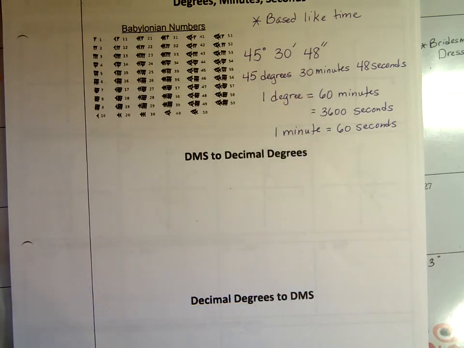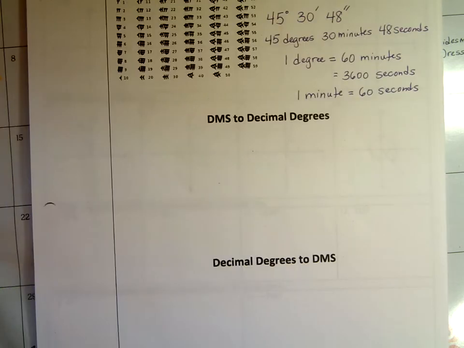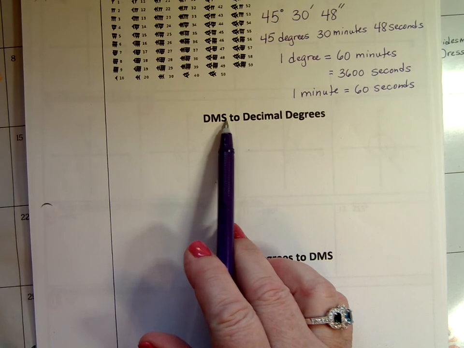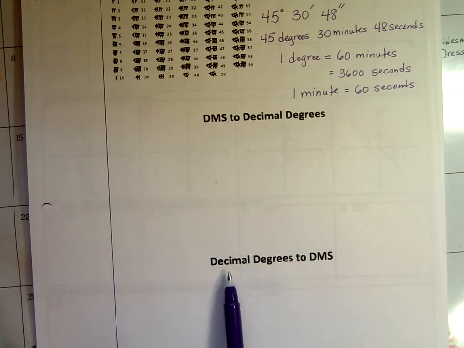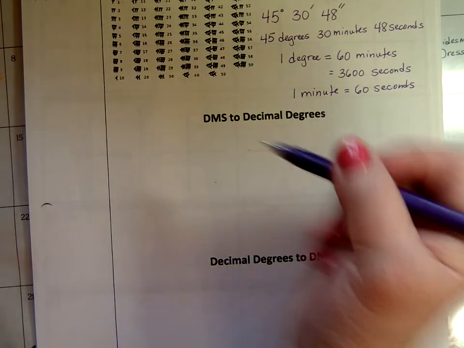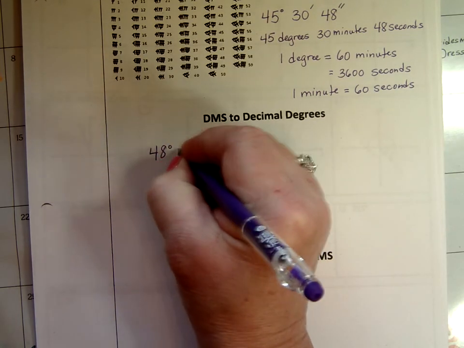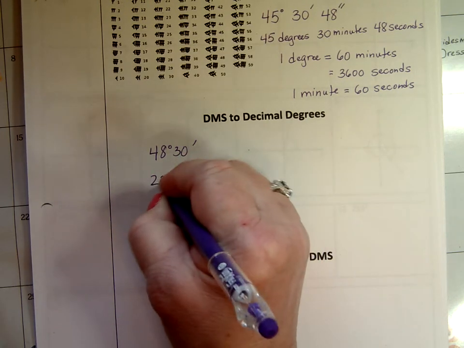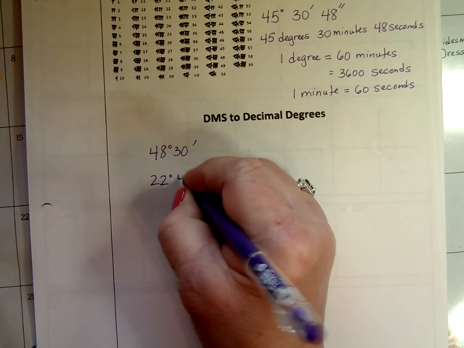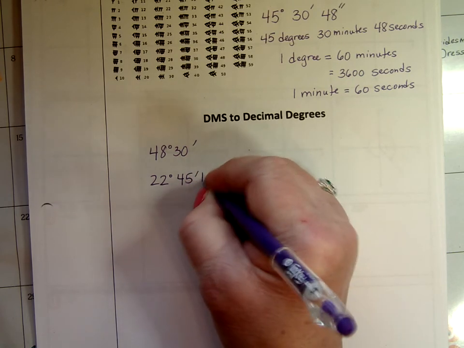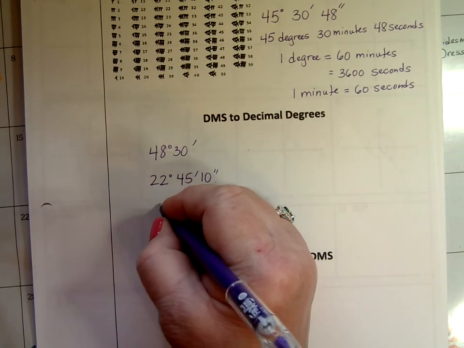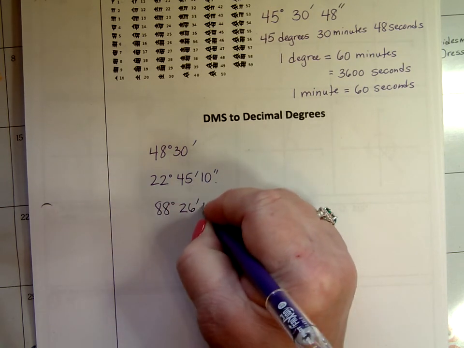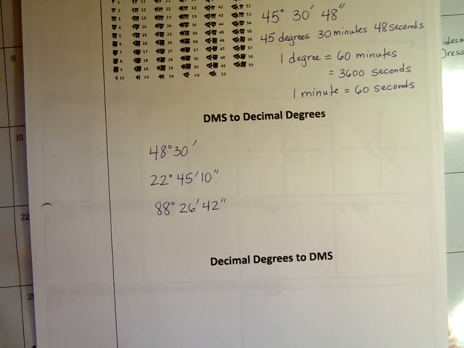So the last little bit here is converting between degrees, minutes, seconds, DMS, to decimals, and going the other way from decimals to degrees. So we're going to take a few here. We're going to do 48 degrees, 30 minutes. I'll just write these down for now, and then I'll show you in the calculator. 22 degrees, 45 minutes, 10 seconds. And then we're going to do another one, last one, 88 degrees, 26 minutes, 42 seconds. So there's our 3 examples for how to do these.